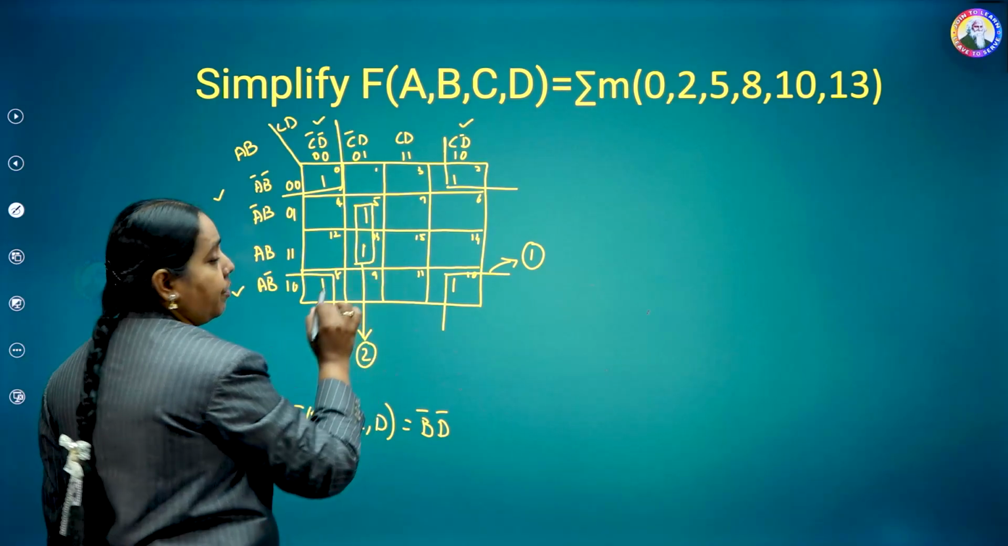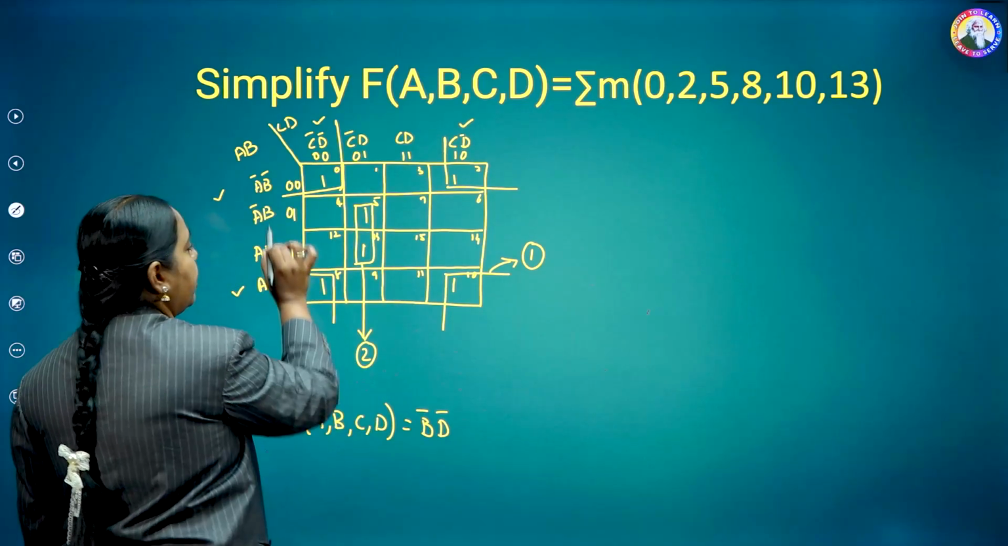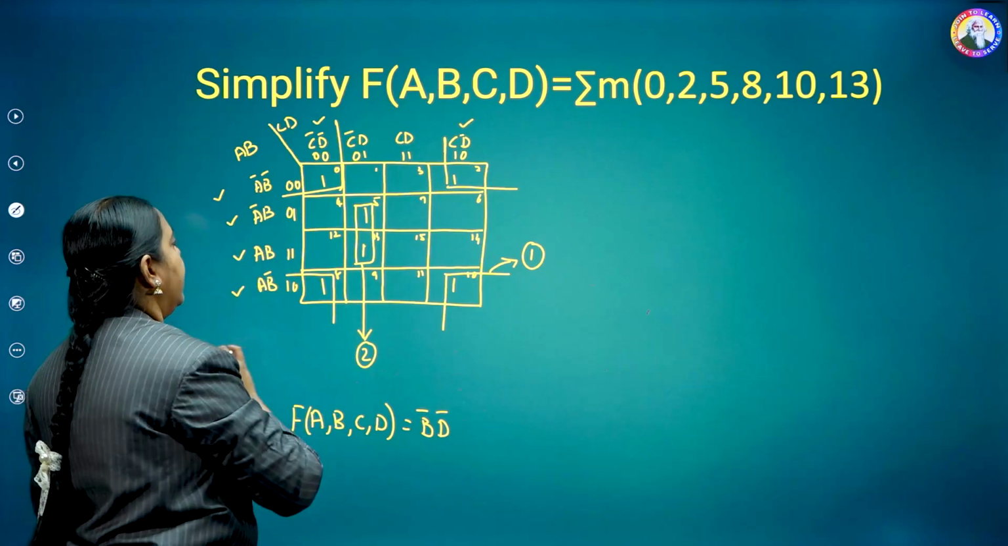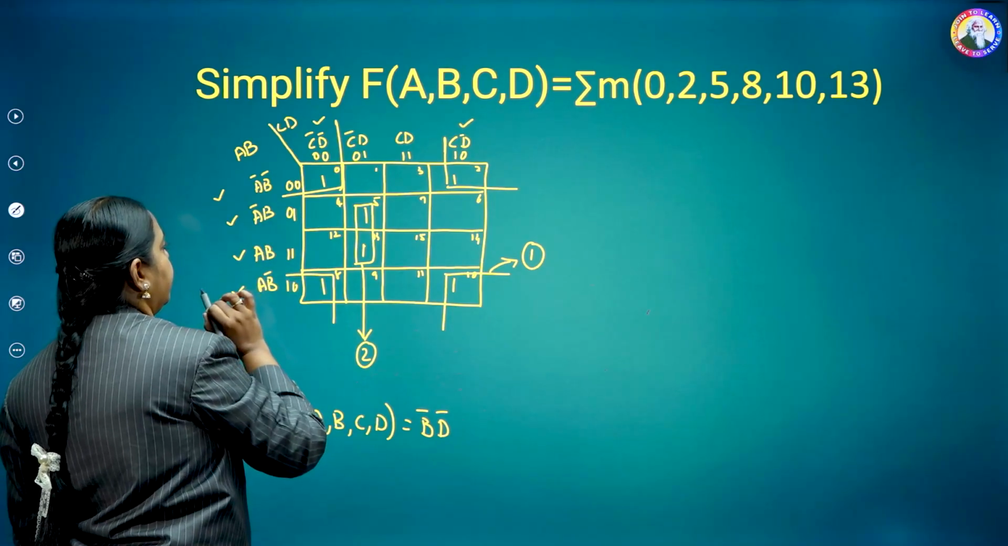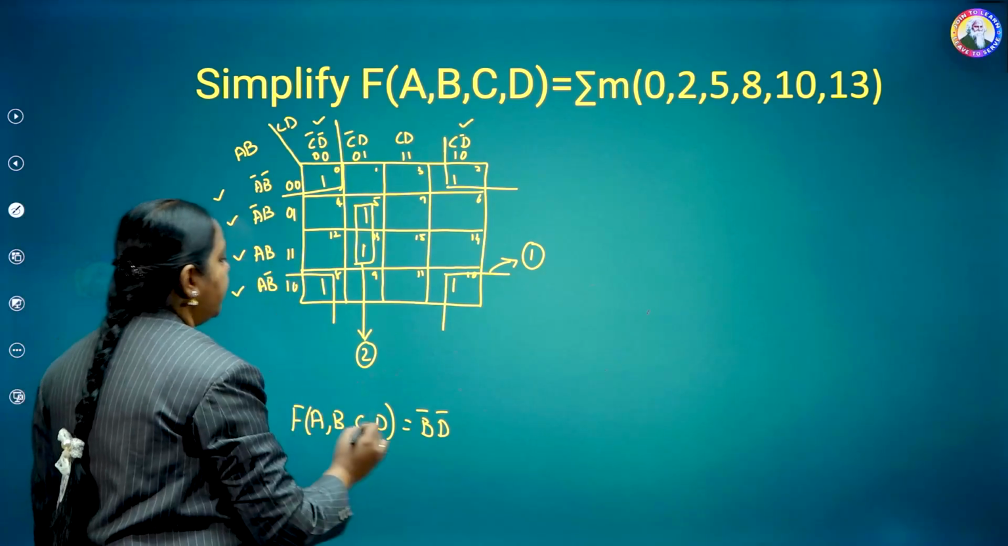This is the vertical grouping. If you consider the vertical grouping, I need to check for the vertical terms. So what are the terms? A bar, b and ab. So what is the differing term here? A and a bar. So the leftover term is b.